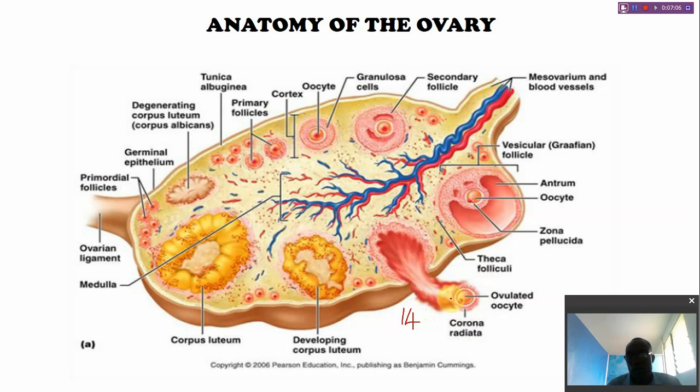So you can see the architecture of the ovum. You have the corona radiata and so on and so forth there. During this period, the endometrium becomes very thickened, full of blood. That's the gland. The endometrial gland becomes more dense, more engorged with blood.